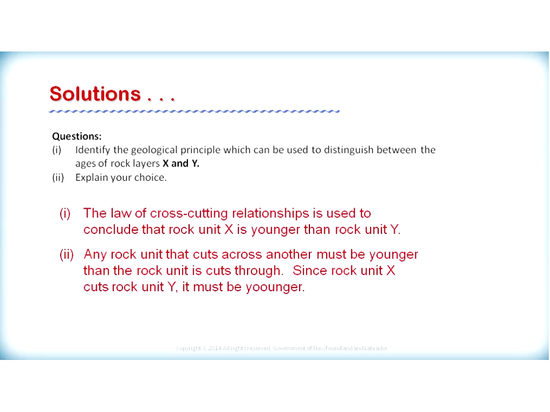So if we look at the answer, it says the law of cross-cutting relationships is used to conclude that rock unit X is younger than rock unit Y. And this is because rock unit X cuts through rock unit Y. If we need to explain our choice, we can use the definition for cross-cutting relationships. And in this case, it says that any rock unit that cuts across another must be younger than the rock it cuts through. And since rock unit X cuts through rock unit Y, it must be younger.